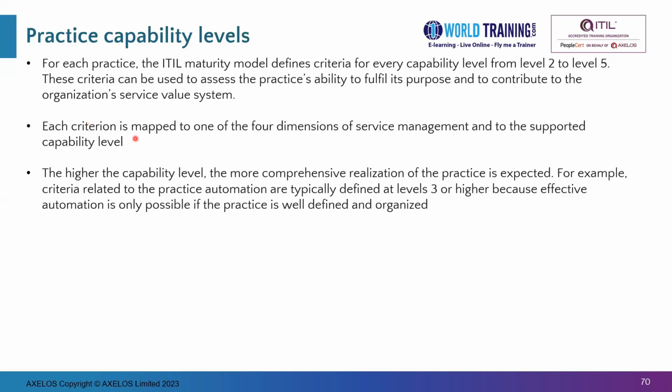And each criterion is mapped to one of the 4 dimensions and to the supported capability level. The higher the capability level, the more comprehensive realization of the practice is expected, naturally. For example, again, I'm repeating this, automation is typically defined at level 3 or higher because it is possible only if the practice is well defined and organized.